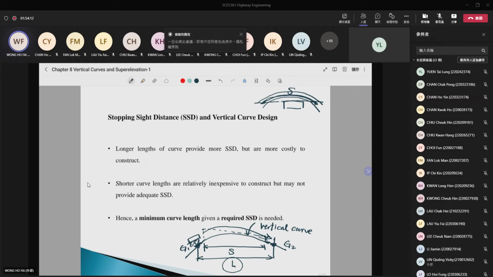Because once you see something, you have to stop your vehicle, right? And then, your vehicle will see, you sit in the vehicle, you will see something ahead. And then when you see something on the other side, actually you will stop your vehicle. Do you agree? So the length of this vertical curve, this one is the start of the vertical curve, this one is the vertical curve.